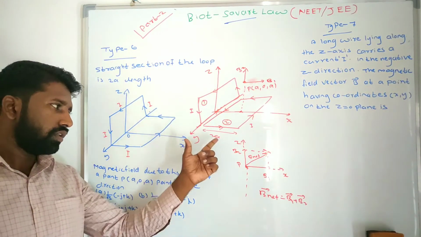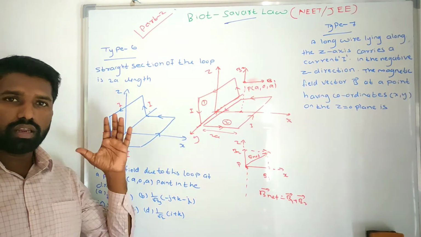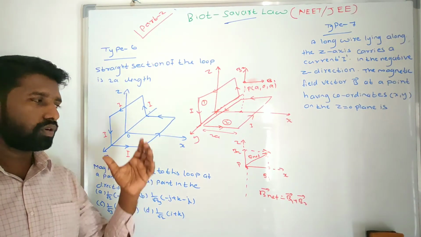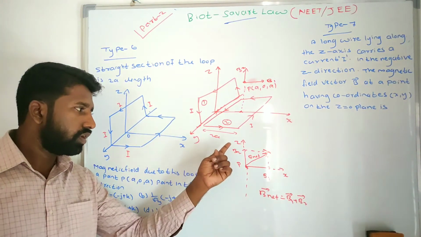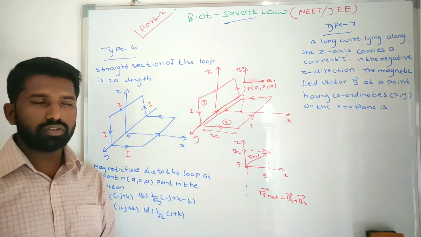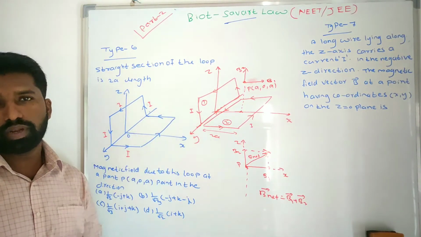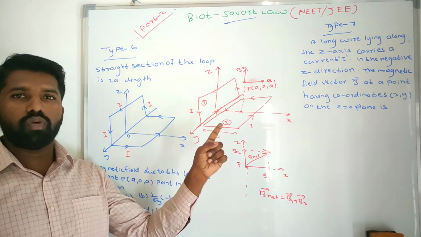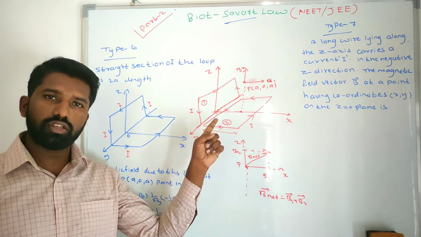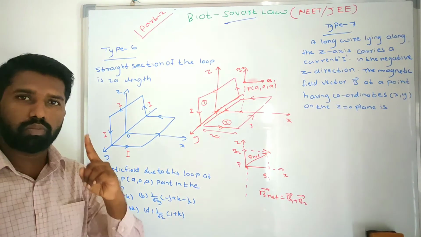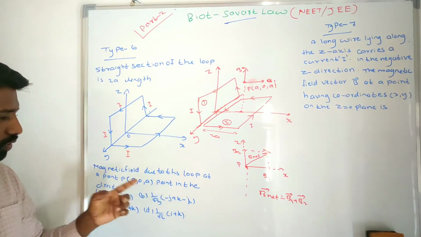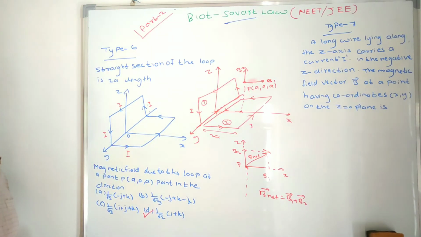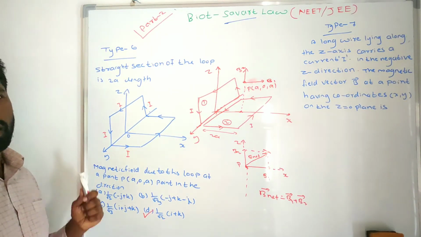If two vectors are in a plane, the resultant is also in the same plane, based on the parallelogram law of vector addition. These two vectors are in the ZX plane, so the resultant will also be in the ZX plane. So the net magnetic field has only Z and X components, positive Z and positive X. Whichever option has the positive Z and positive X component, that is the direction. Clear? This is the answer for type 6.